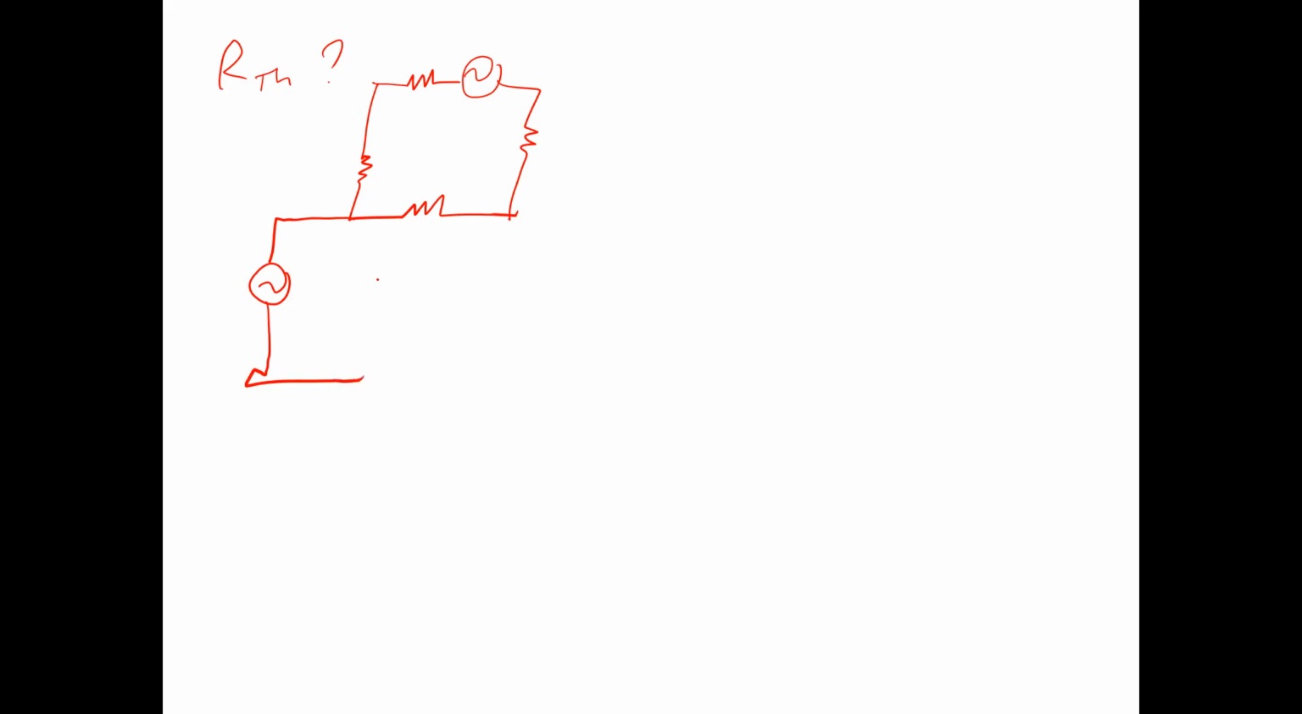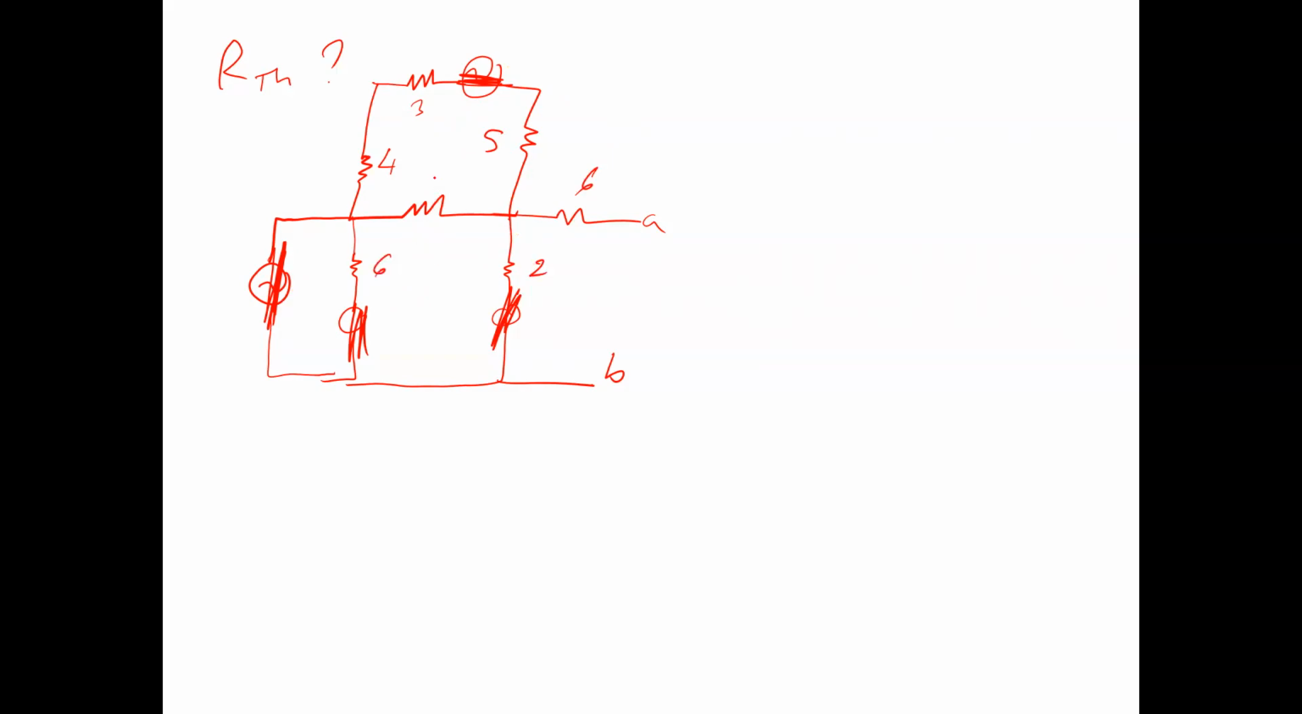Just redrawing, sorry, not the best drawing. Okay, and here is B. So we have this one. Now what we need to do is short circuit each of the voltage sources, and then calculate the R equivalent. So this is obviously 4, 3, 5, 6. And then here is 2 ohm, 6 ohm. What was this one? 8 ohm.